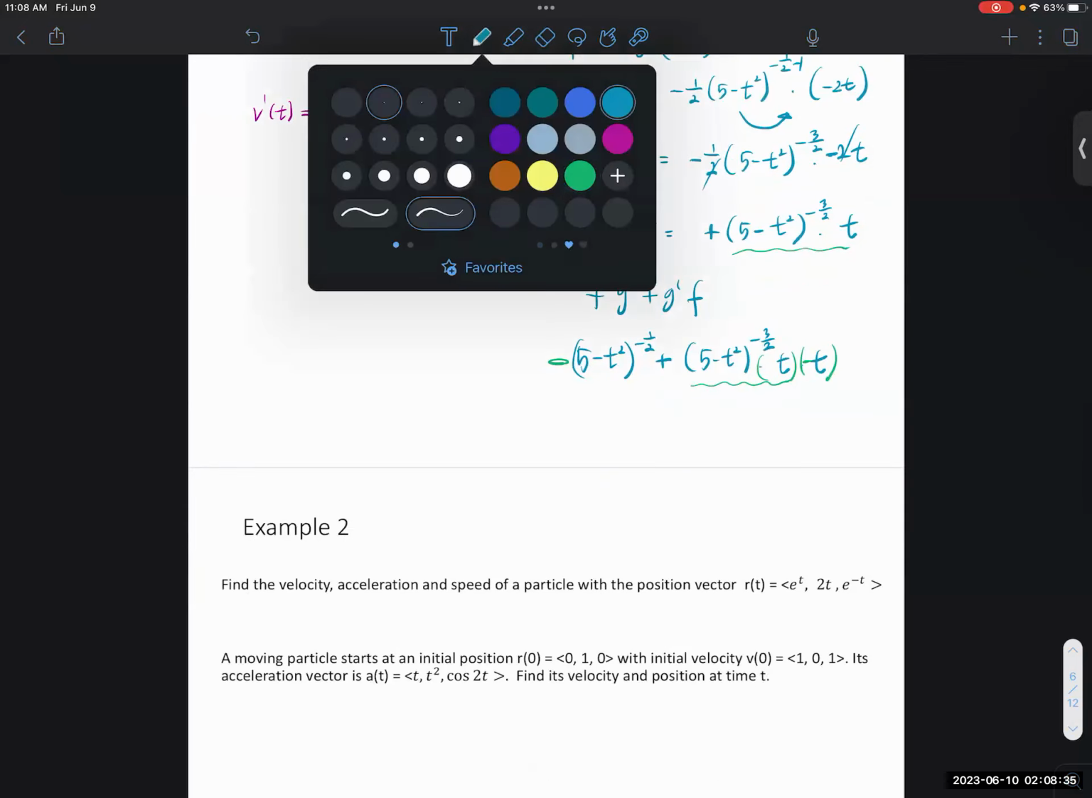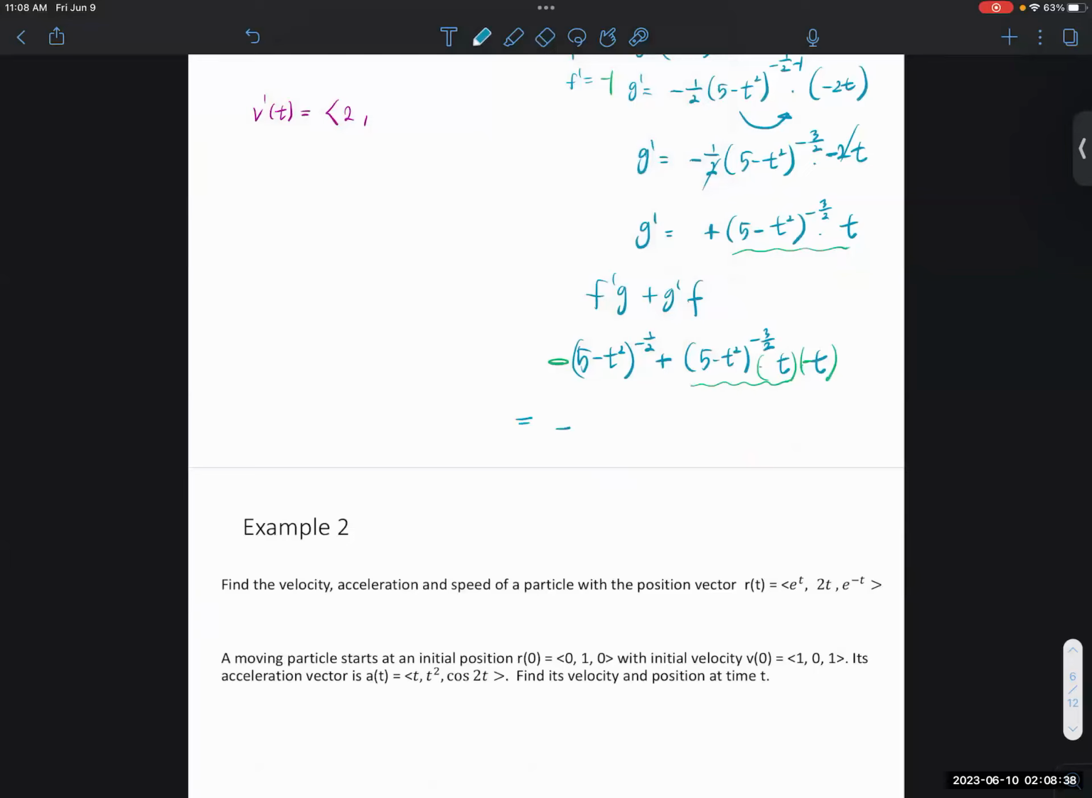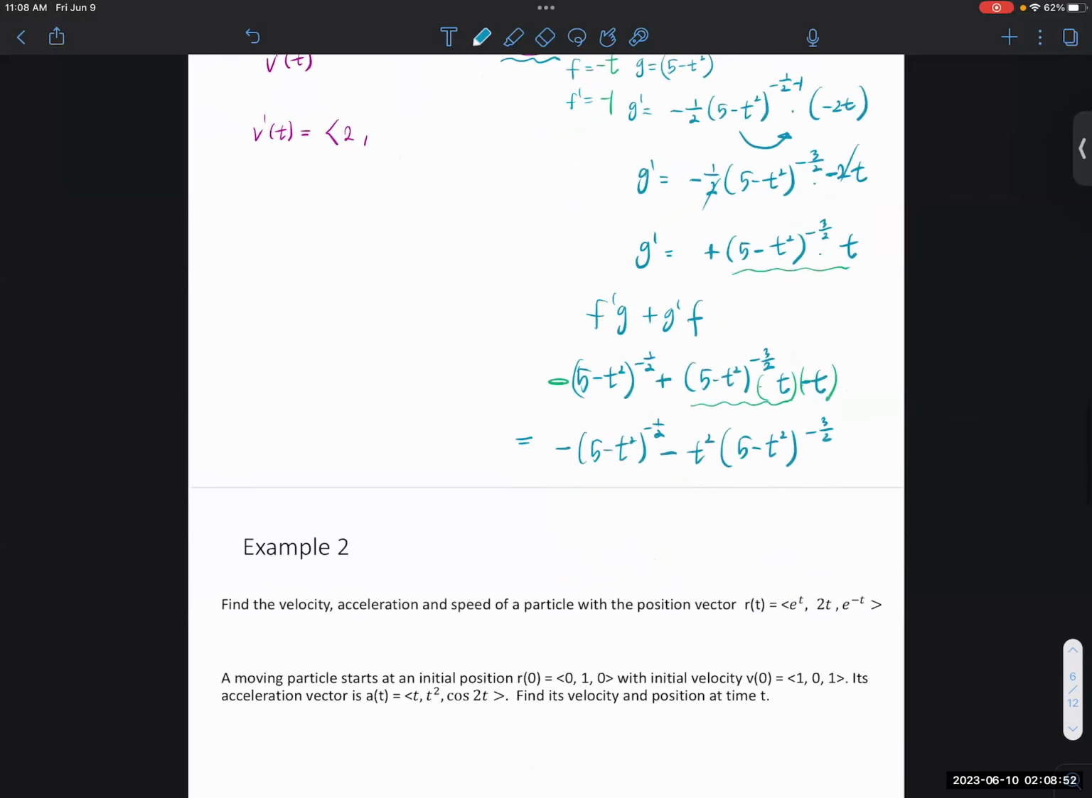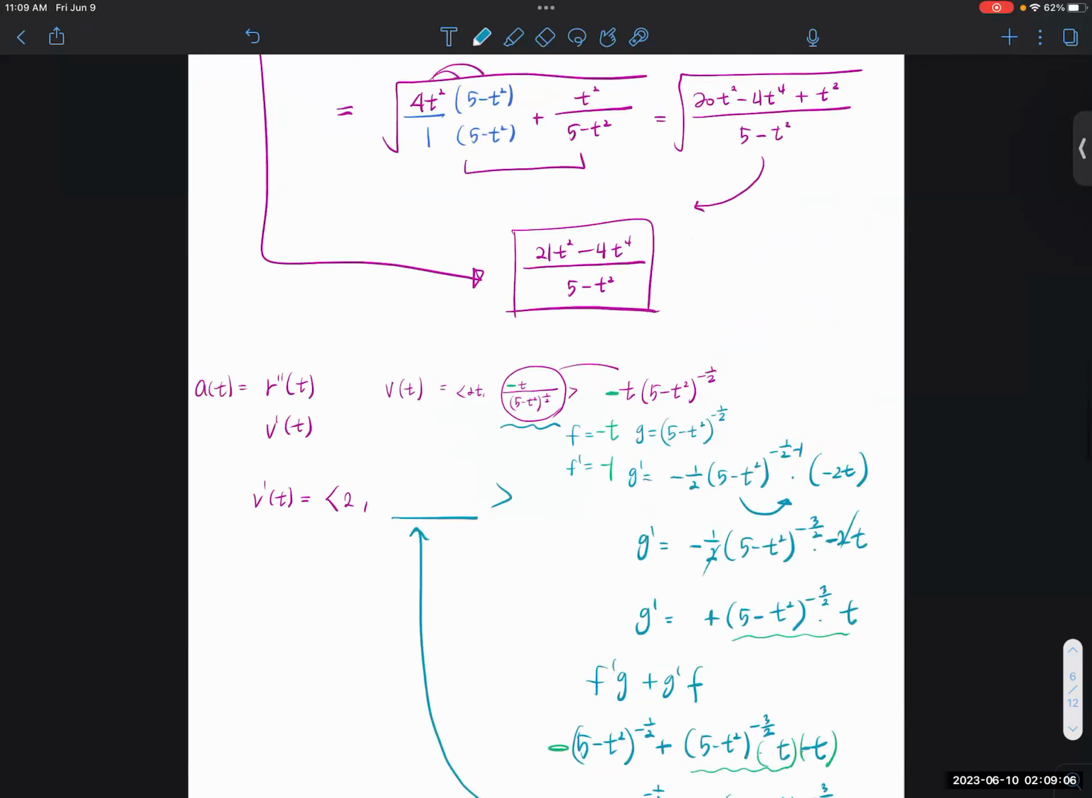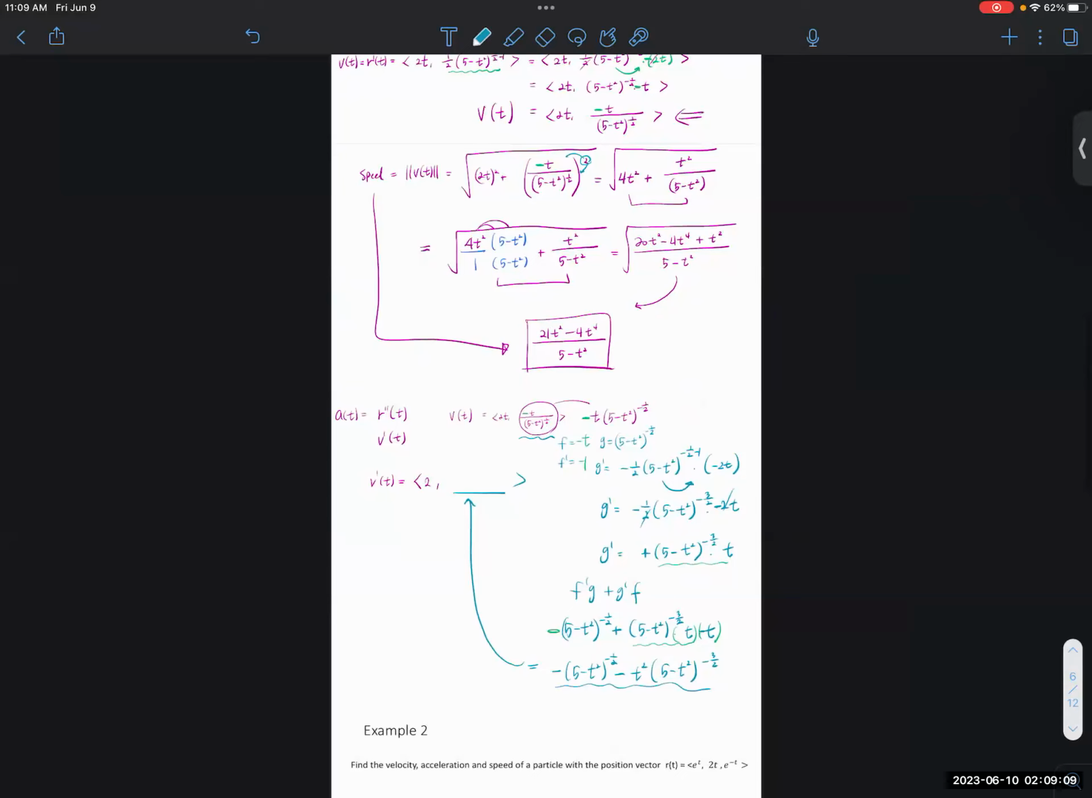So now we can finalize it. So negative (5 minus t²) to the negative 1 over 2. And then minus, because of here, minus t², (5 minus t²) to the negative 3 over 2. This is the second component derivative. Am I correct? So this number is going to be here, the second derivative. Okay, so that's the acceleration. So if I write all the numbers correctly, let me just minimize it.